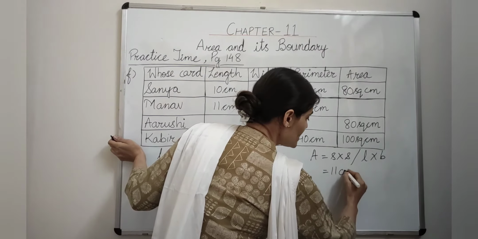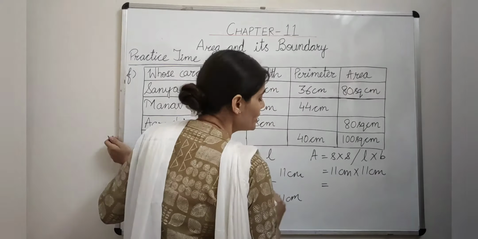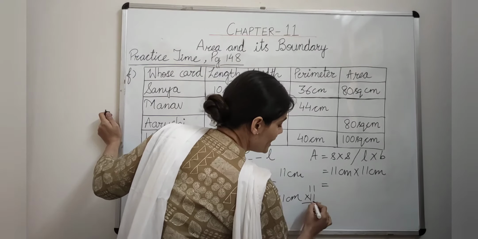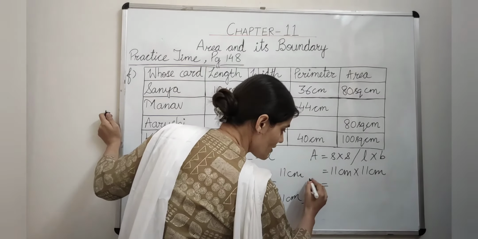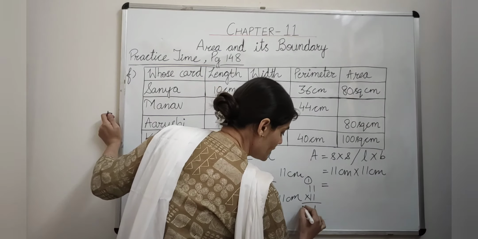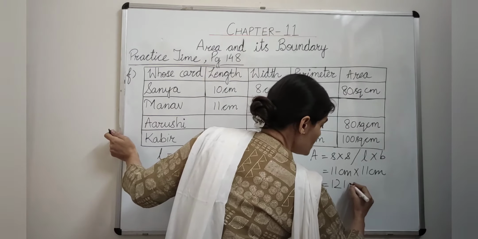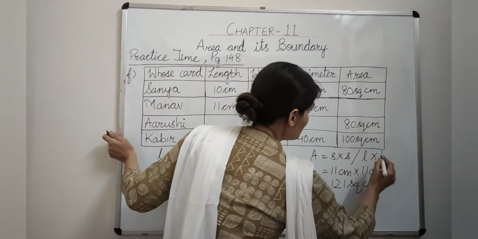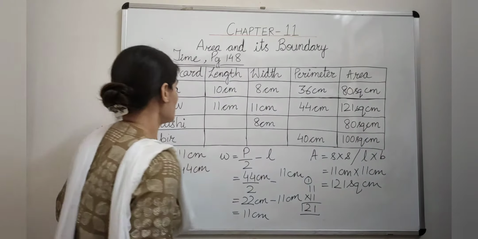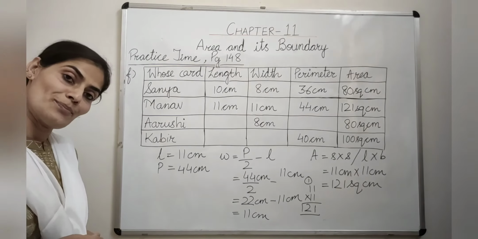Now, 11 cm into 11 cm is equal to, let's do the calculations, 11 into 11. 11 ones are 11, 1 I write, 1 I carry. 11 ones are 11 plus 1 makes it 12. So, the answer is 121 square centimeter. Now, the information for Manav's card is also complete.